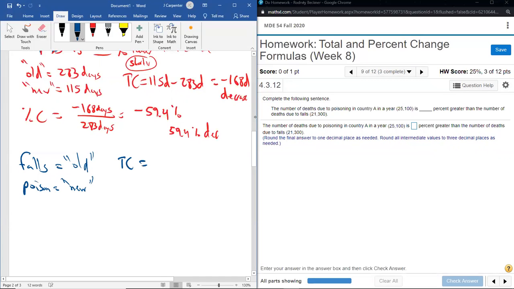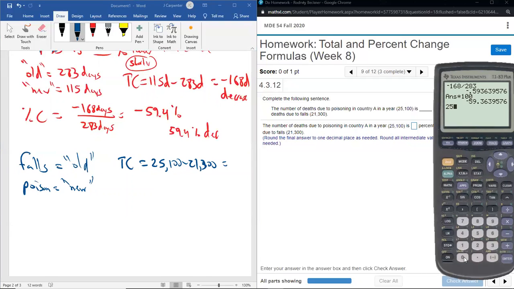So our total change would be the new minus old. I'm not going to write the numbers down this time. So the new we said was the poisoning. That's 25,100 minus the old, which was the 21,300. What's that going to be? 3,800. If you don't trust me, 25,100 minus 21,300, 3,800. So that's 3,800. And of course, units, these would be deaths, and that's positive. So it's an increase. So there were more deaths from poisoning than falls.